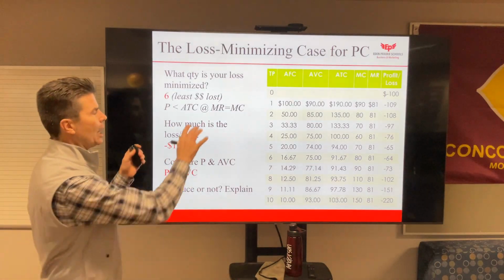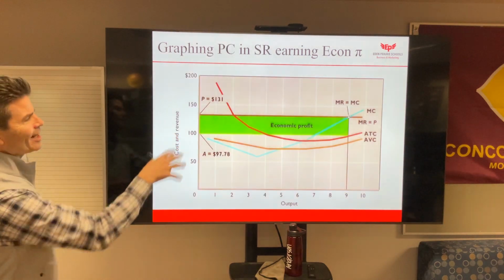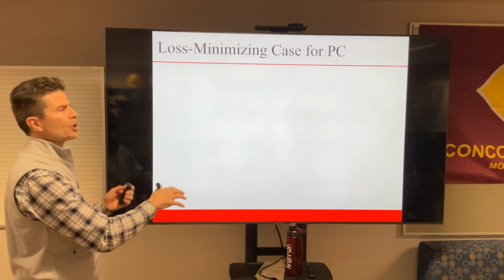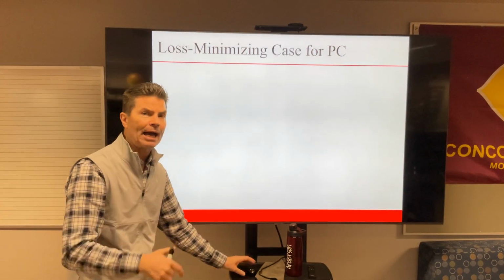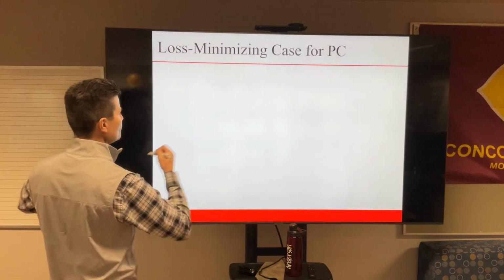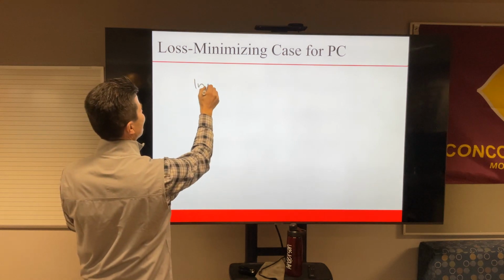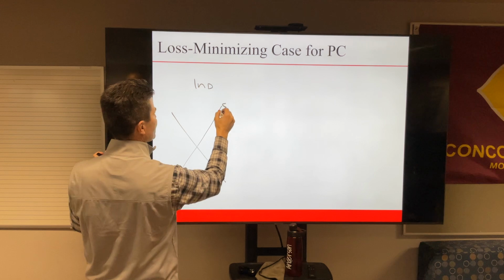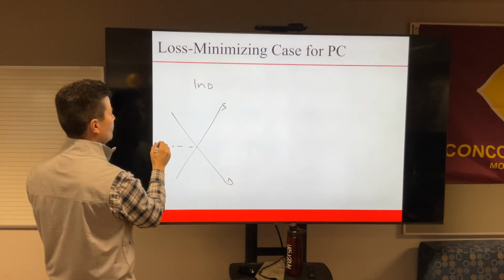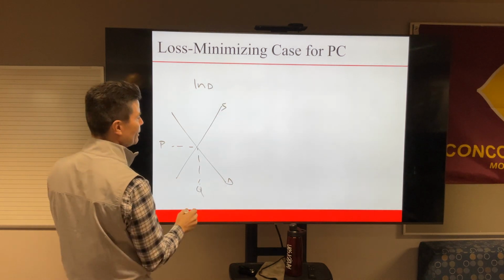That's the big piece. So now what we'll do is, I have these out of order, so I apologize. I'm going to show you what it looks like for a loss minimizing case. I'm going to graph that for perfect competition. Remember, in perfect competition, I have to start with my industry. So you have to start with your supply and demand curve, my price, and my quantity for the industry.